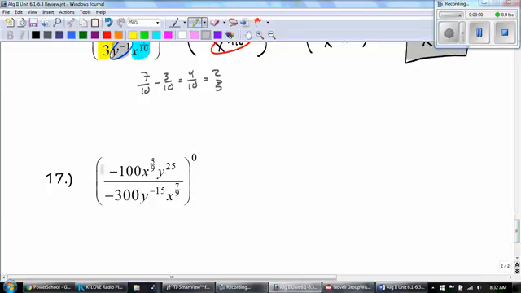Okay, and then we saved the best for last, because if your exponent is 0, your base turns into 1. Okay? So I know we could try and simplify and do all that stuff, but as soon as I notice that that 0 is out front, I get a big smile on my face because I know I'm done.